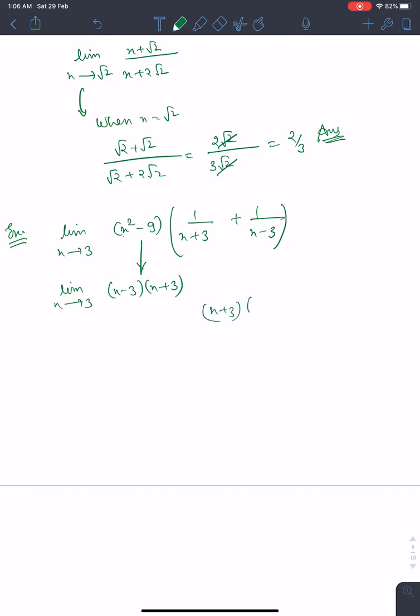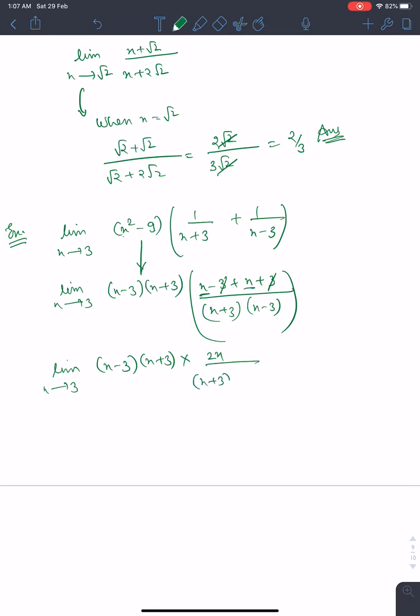After taking the LCM, (x + 3)(x - 3) in this bracket, in the numerator you will be getting (x - 3) + (x + 3). Minus 3 plus 3 got cancelled. Again limit x tends to 3, (x - 3)(x + 3) into this x and x becomes x plus x becomes 2x upon (x + 3)(x - 3), because this is in multiplication, so these got cancelled. So finally you got limit x tends to 3, 2x. Use the direct substitution method. That means when x is equal to 3, what is the expression giving? 2 into 3, that means is equal to 6. I hope there is no doubt in this.